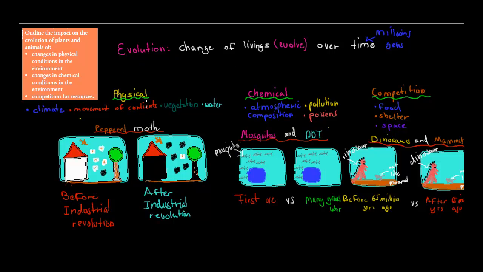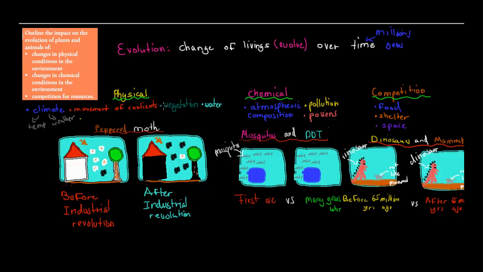The next part of the dot point says we need to compare how physical and chemical conditions and how competition affect evolution. So let's go over what physical conditions were again. That was things like climate. Climate is the temperature or the weather itself, so how many storms there are or floods or anything like that.